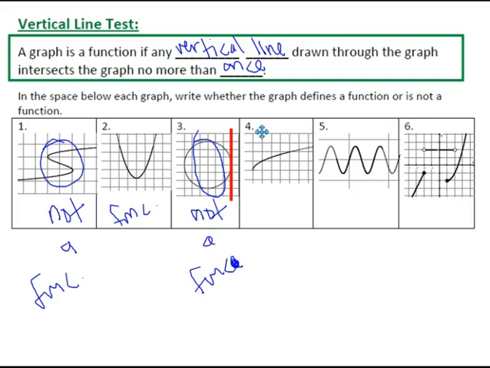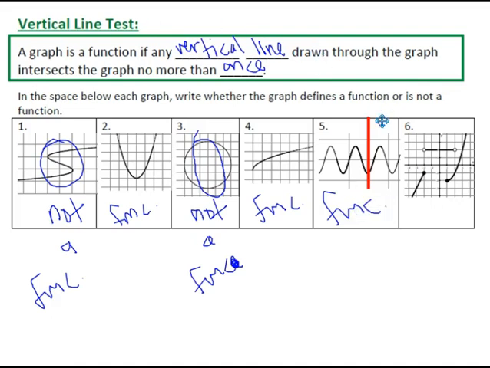Alright, next one, we have this little square root graph, and as I drag, I notice it only ever touches it once, so we can say that's a function. Looking at this, what's called a sinusoid, it has this repeating up and down pattern. We're going to take a look at this graph a lot in the second semester. But if you drag it across your graph, the vertical line only ever touches it once, so this is a function.